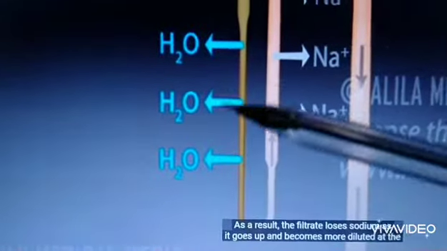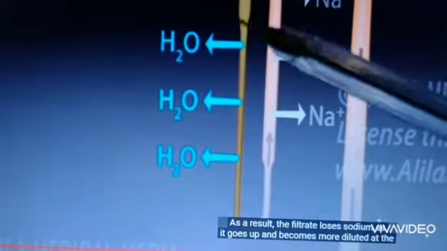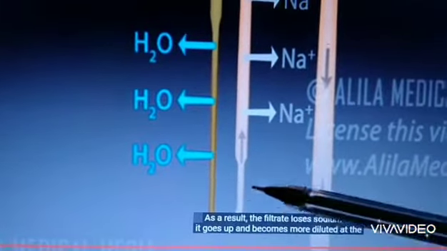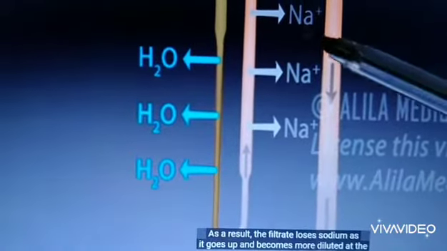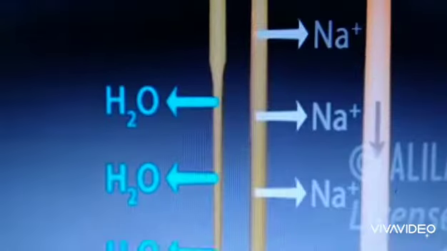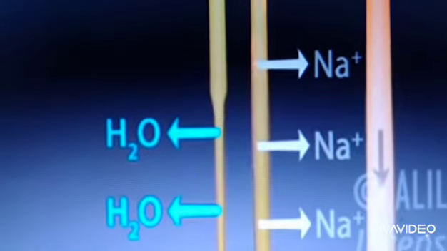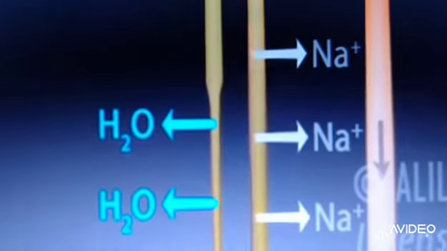See, the descending limb of the loop of Henle is permeable to water, but the ascending limb is not permeable to water. It is permeable only to sodium ions and others. As a result, the filtrate loses sodium as it goes up and becomes more diluted.